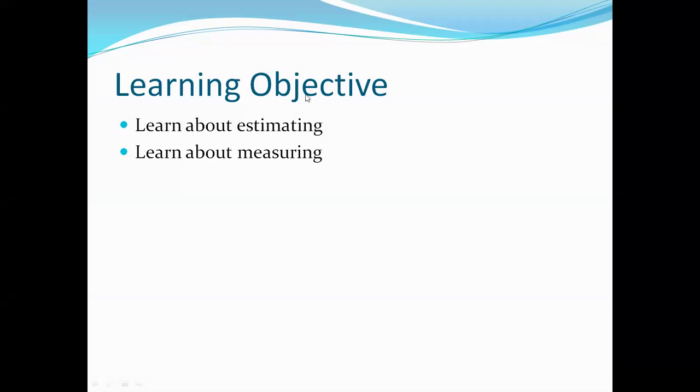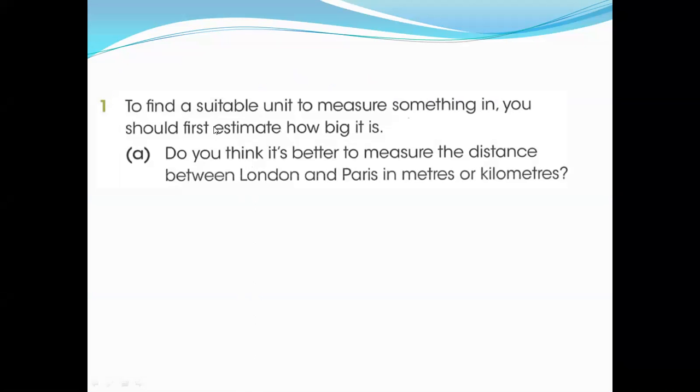First of all, the learning objective. You learned today in the class about estimating and measuring units. Question number one: to find a suitable unit to measure something in, you should first estimate how big it is. We are measuring different items in different units, like milk. The unit for milk is what? Liter. 1 liter of milk. So we cannot say 1 kilogram, or 1 centimeter or 1 meter. No, for liquid we are using liter, 1 liter, 2 liter, like this. Different items have different measuring units.